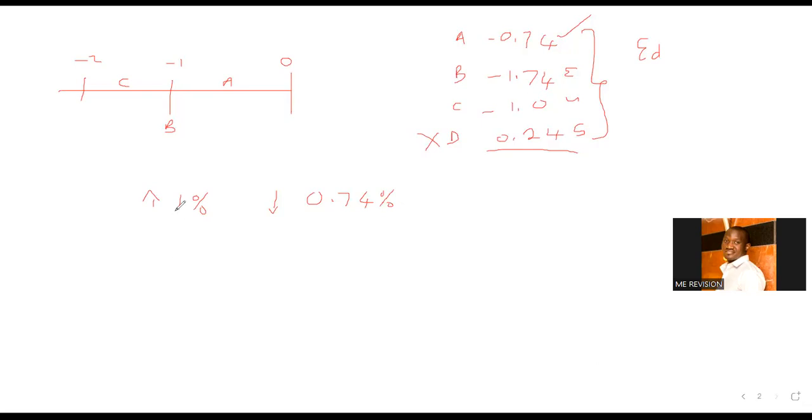So if you increase price by 1%, you decrease demand by 0.74%. Further on, the examiner will say, suppose price increased by 5% or price increased by 10%. What will happen to quantity demanded? Simply multiply this one by 10%. So when you multiply this by 10%, we're going to get 7.4%.